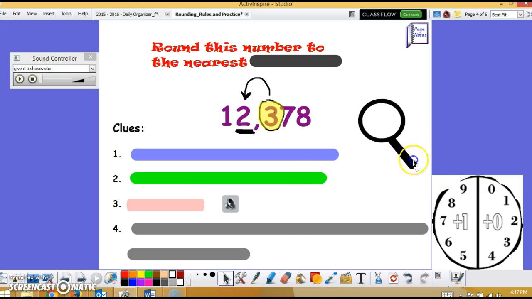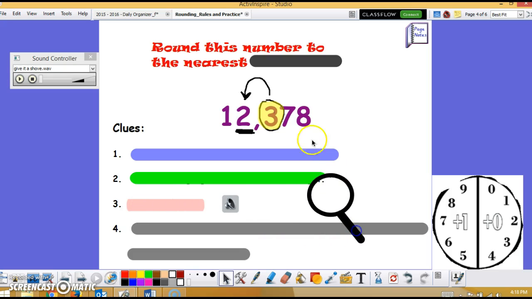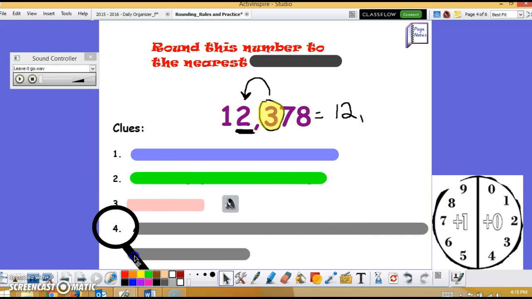Then I take a look at Rule 3, sing the chant. Well, this is a 3, which means it is a 4 or below. And I know that the song tells me that if it is a 4 or below, then I leave it go. But you have to know that you are leaving the 2 alone, which means when I'm solving my problem, I write down my 1 because that one stays the same, as I'm rounding to the nearest thousand. And this 2 gets left alone because the 3 tells me that I add 0 to that 2, so that also stays the same.